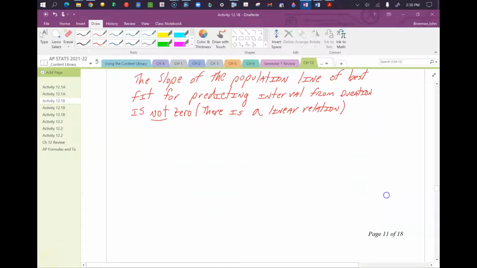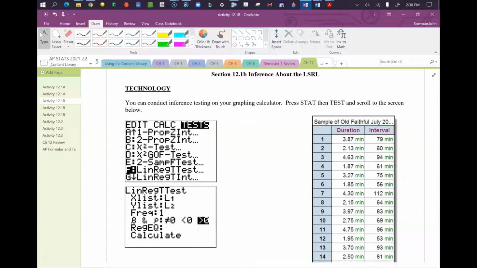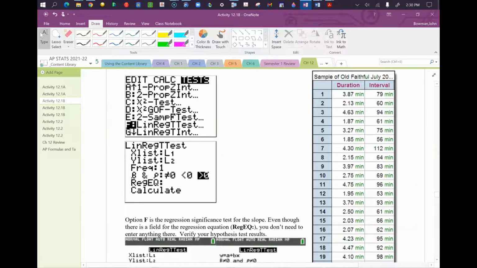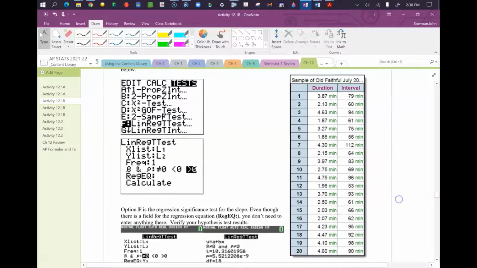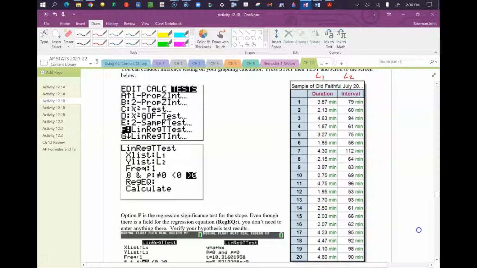The next thing I would like to do is show you how to do this on the calculator. If you want to pause the video a moment and enter this data, the duration will go in list 1 and the interval will be in list 2. We're going to predict the interval based on the duration.